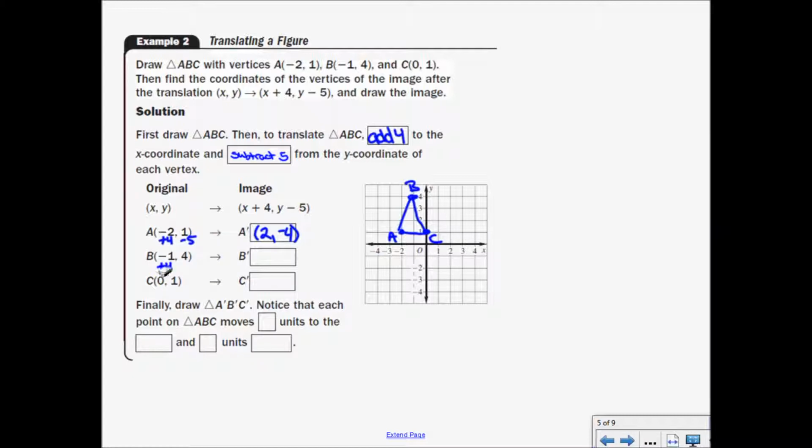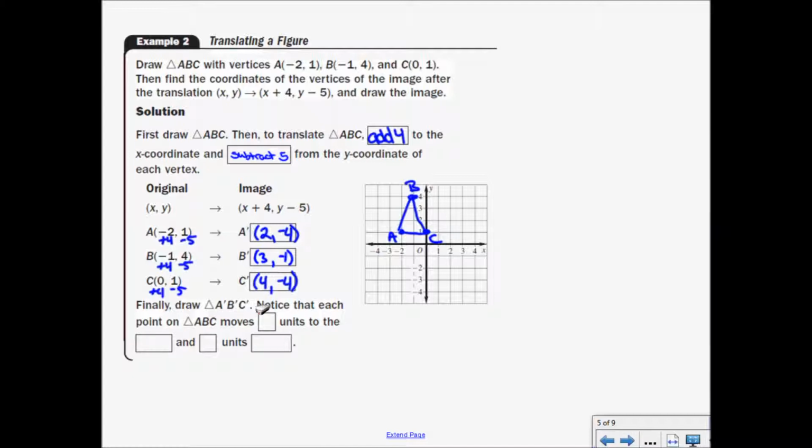Add 4 to the x value in the B point, so negative 1 plus 4 is 3. Subtract 5 from the y value, so 4 minus 5 is negative 1. So B prime will be at the point 3, negative 1. For C, we will add 4 to 0 and get 4, and subtract 5 from 1 and get negative 4.